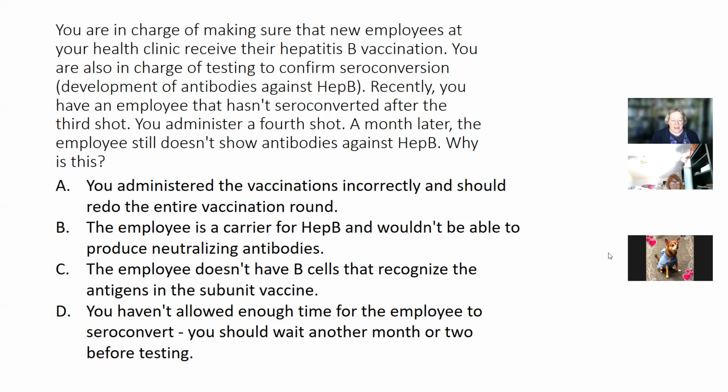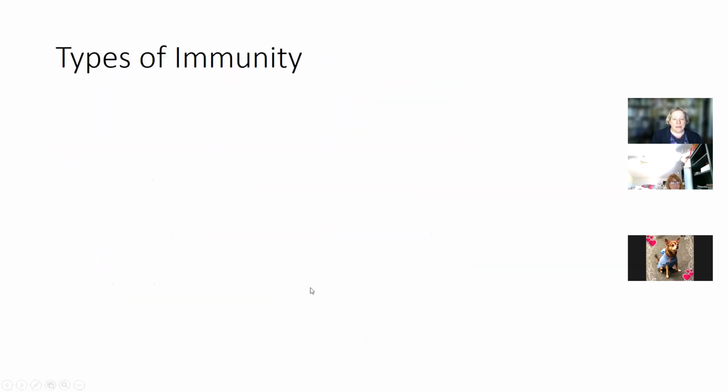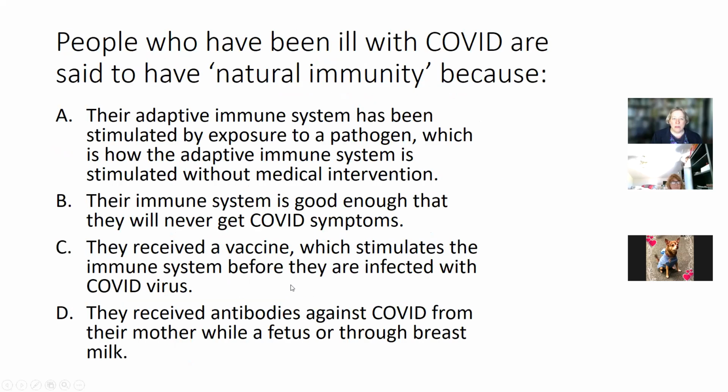All right, let's see what time it is. I think we have time. No, we do not have time. We did not get a chance to cover types of immunity, but it's pretty straightforward, and I will put these questions in the practice quiz, so you can practice thinking about natural active immunity, natural passive immunity, artificial active immunity, and artificial passive immunity.